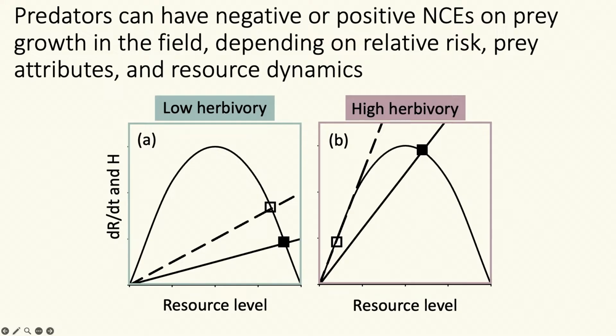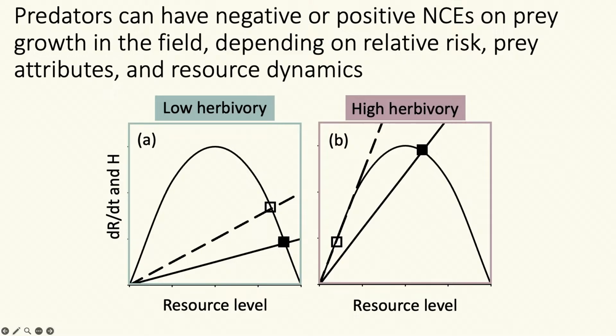Okay, so let's walk through these 2 plots here. In both of these, you've got resource level on the x-axis, and then on the y, you've got both the growth rate of the prey, or sorry, of the resource. And this assumes, because it's a hump-shaped curve, that we're assuming logistic growth. And then also h, which is the rate of herbivory, and that's noted by the linear lines, the straight lines.